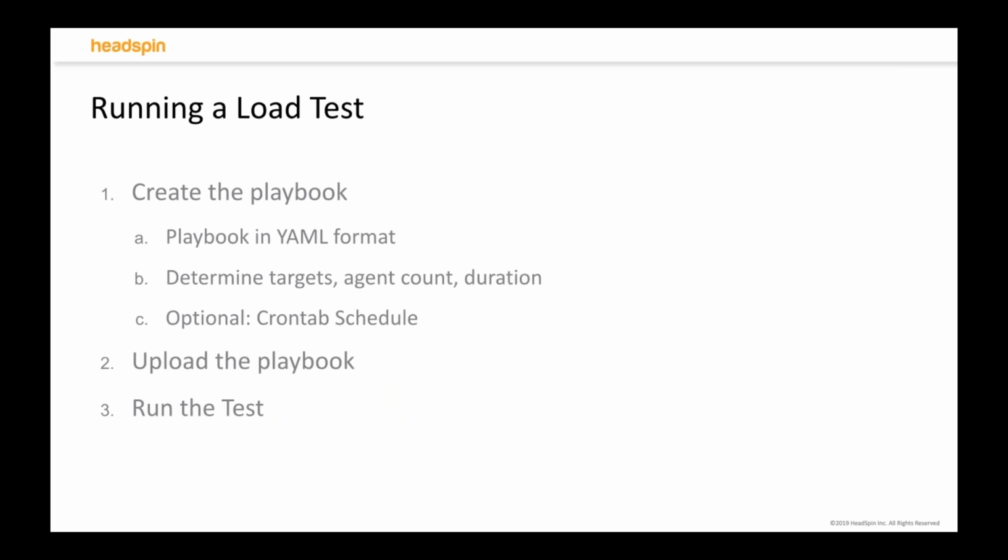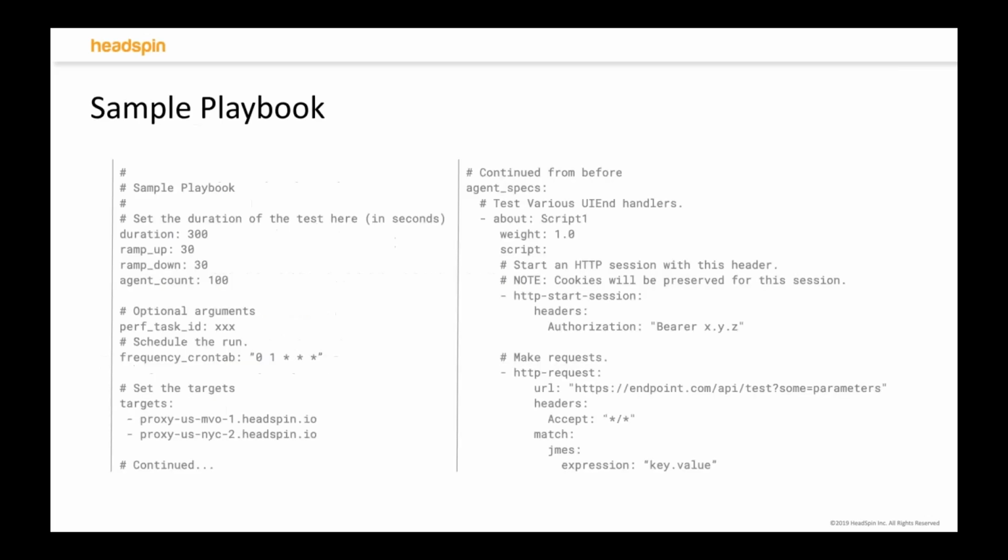To actually run a load test with HeadSpin, the biggest step is to create a playbook. The playbook in HeadSpin is a YAML file. It supports the YAML format, and it has different parameters that let you specify the targets, the agent count, the duration, even the crontab schedule, the performance task ID, and some other factors like that. We'll discuss the playbook in more detail in a moment. Then you upload this playbook and execute the test. There's a UI to do that, and of course, at HeadSpin, we can also help with that process as it goes along.